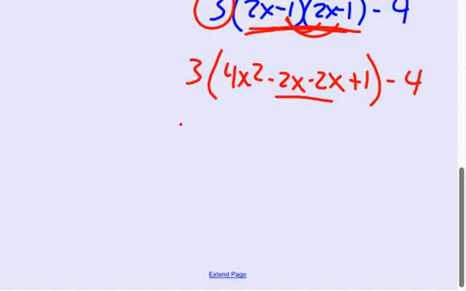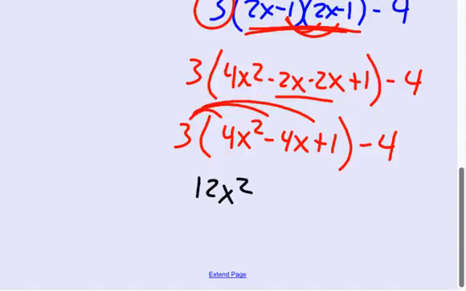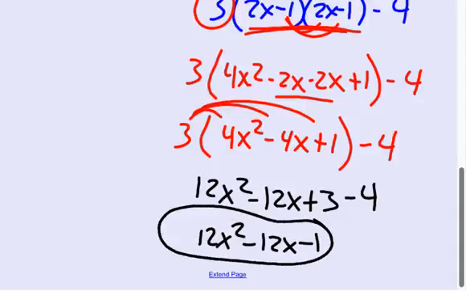So let's combine these two terms. 4x squared minus 4x plus 1. I can't work with this negative 4 until I distribute the 3 through the quantity. So I'm going to get 12x squared minus 12x plus the 3. And then we got this minus 4 on the end that we can tack on. So our final answer is 12x squared minus 12x and then finally minus 1. And there is your composition of one function into another function.